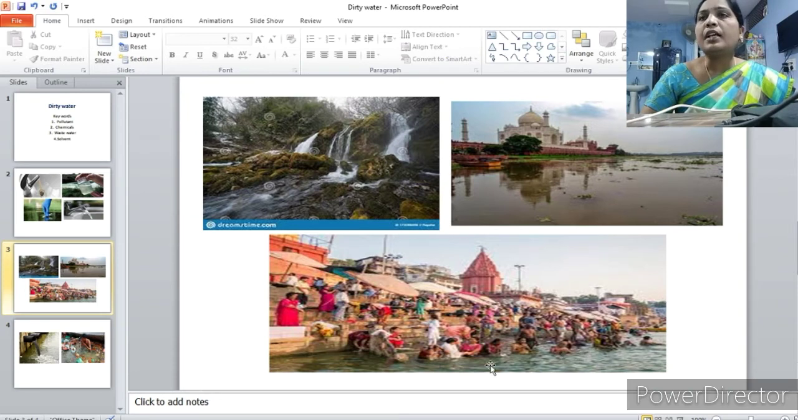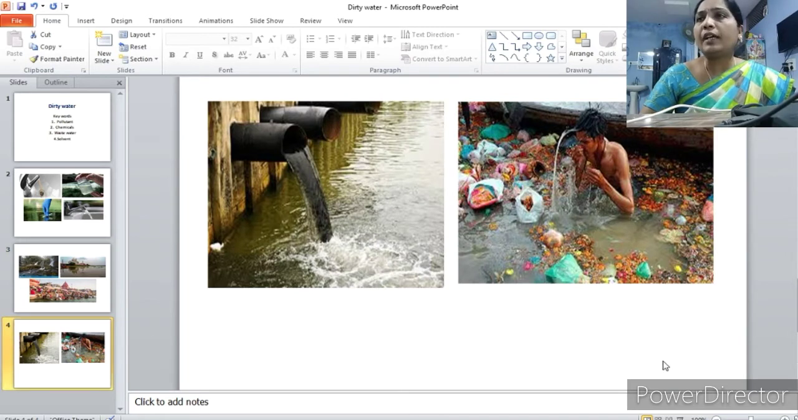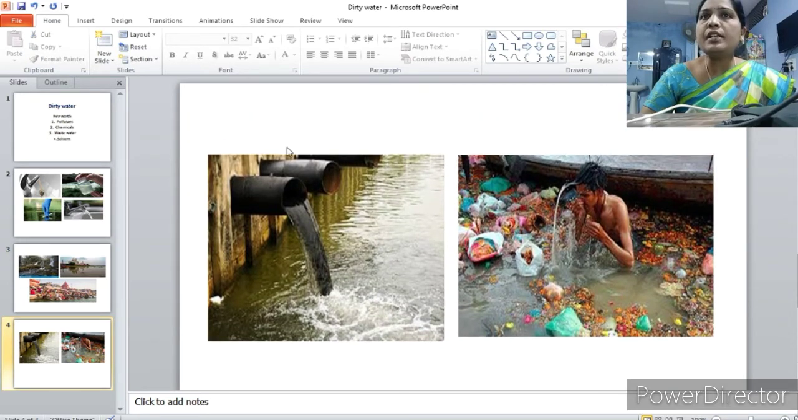Many people gather in these holy areas and take bath in those holy rivers, and they are making the water polluted. They are washing their clothes inside, they are taking bath, they are using detergents. Due to all this the water is getting polluted.